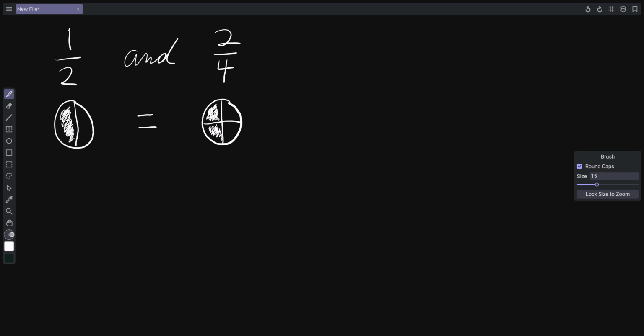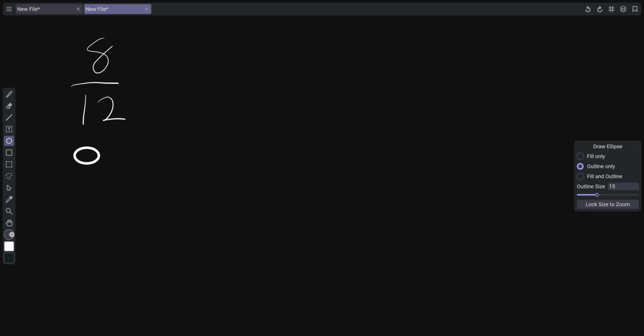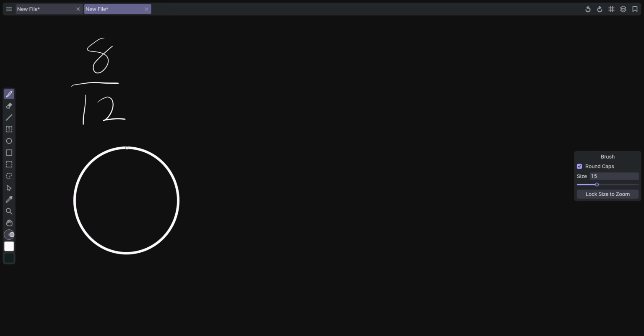Now, how does this apply to simplifying fractions? Well, say I have, I'll try something a little different this time, 8/12. That's going to be a lot of slices, but I'll draw that out. So I need a pretty big circle for this. I don't like the way that circle looks. I can actually use an ellipse tool here. Okay, perfect. So I'll draw a big circle, and I'm going to divide this into 12 slices.